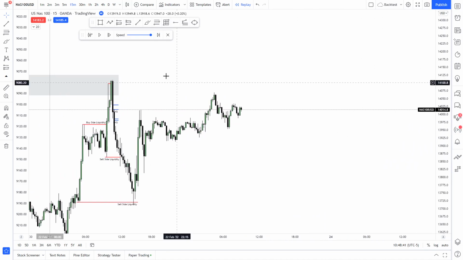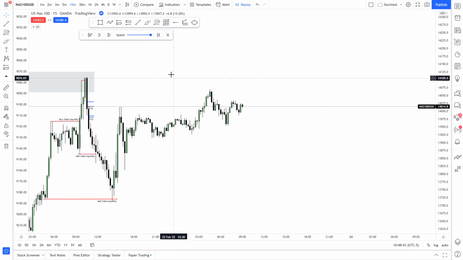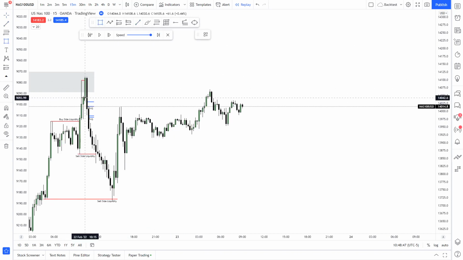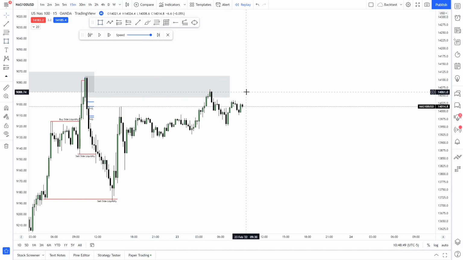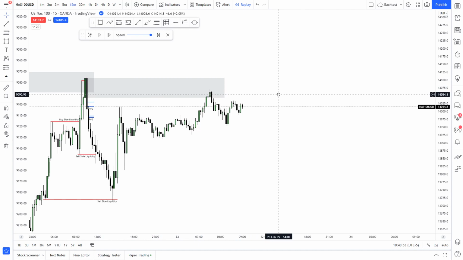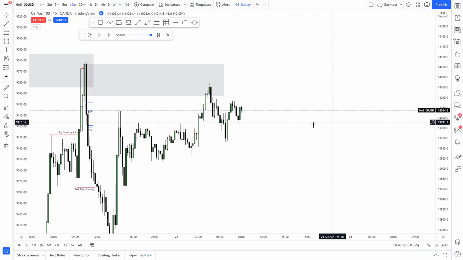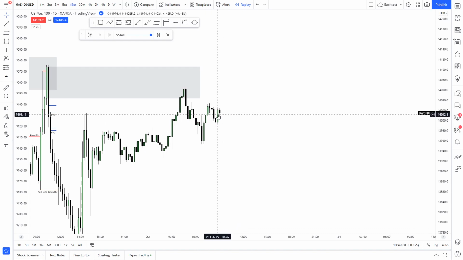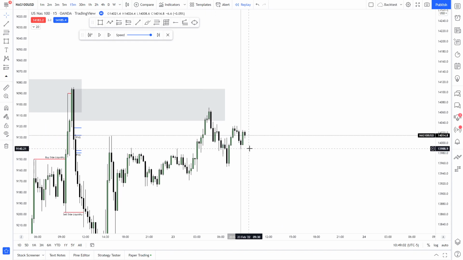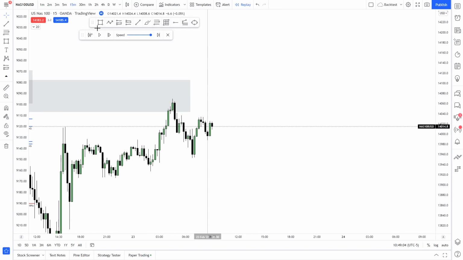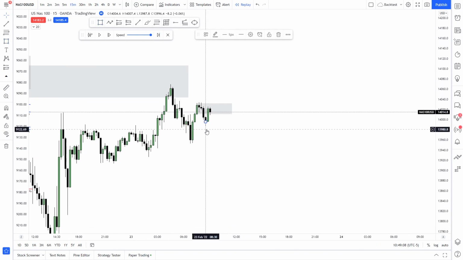Okay, so what do we see happen? Price has come into this 15-minute order block. Price came into it, and then 8:30 comes right here, and we see this 15-minute order block being created. We can also use that as confluence for bearishness.